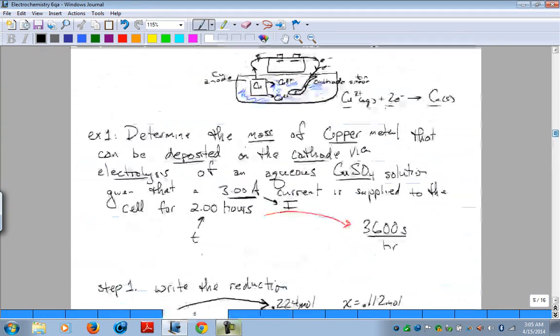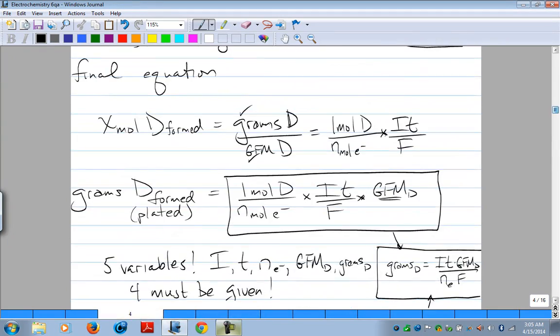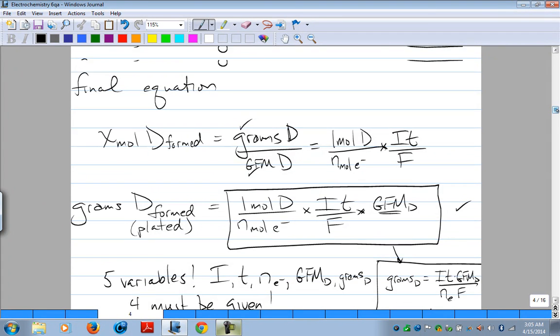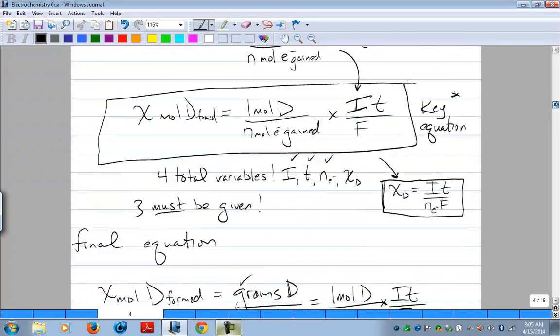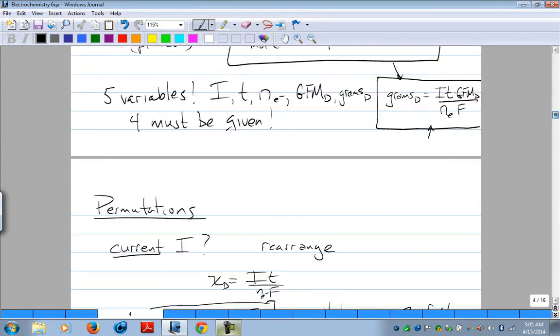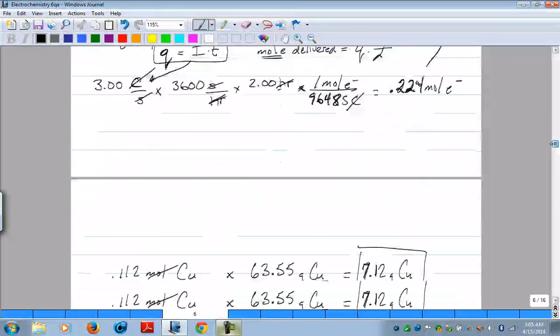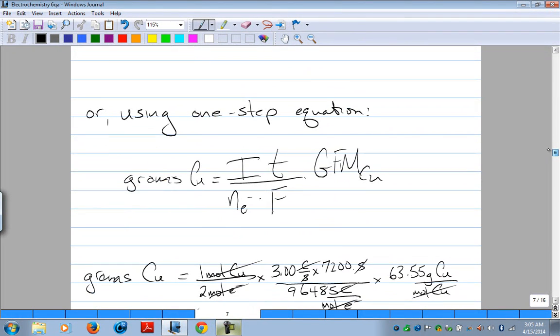Now, would the handy-dandy mass formula have worked in one step over here? I don't like doing things in one step because you kind of lose the logic, the step-by-step meaning, but we kind of derive that to get to this formula, so let's just see whether it works. The one-step equation for grams of the substance, copper, is I T over the moles of electrons per mole of reaction times the Faraday, and all times the gram formula mass.